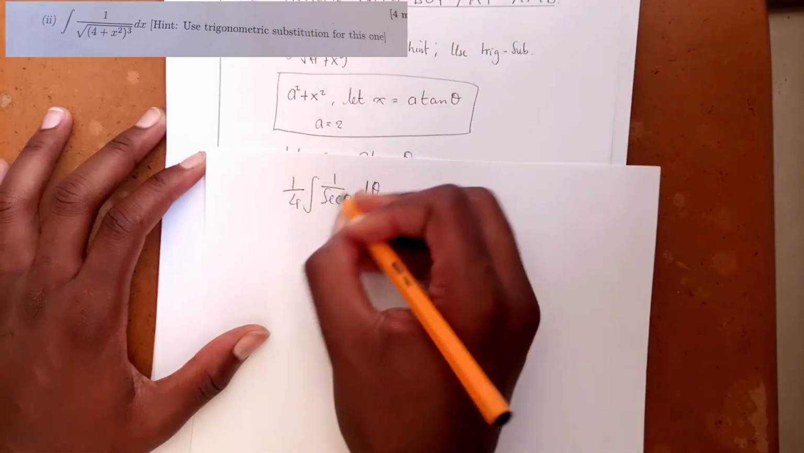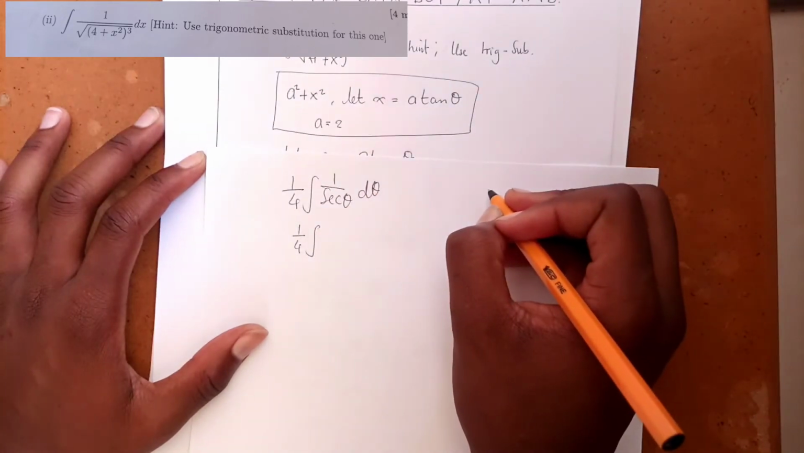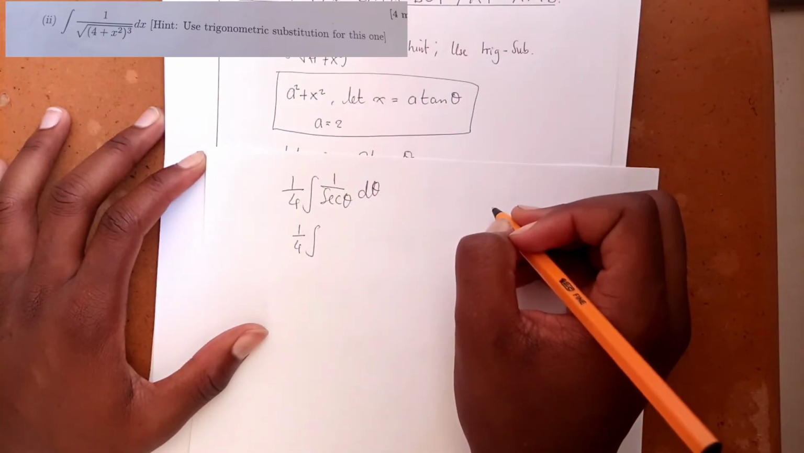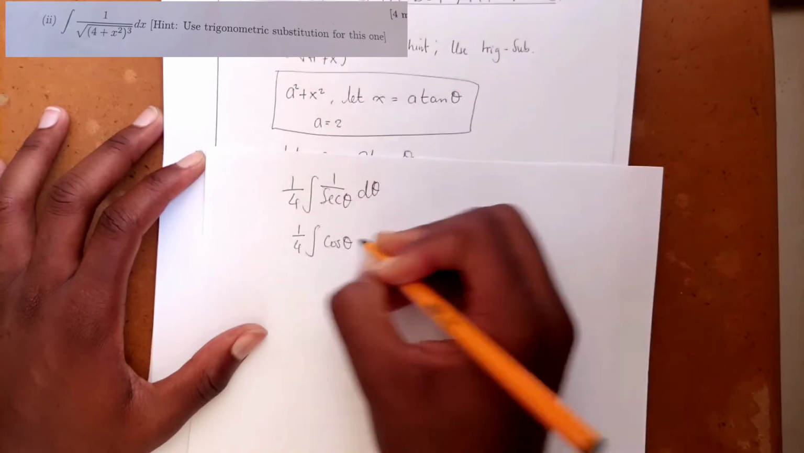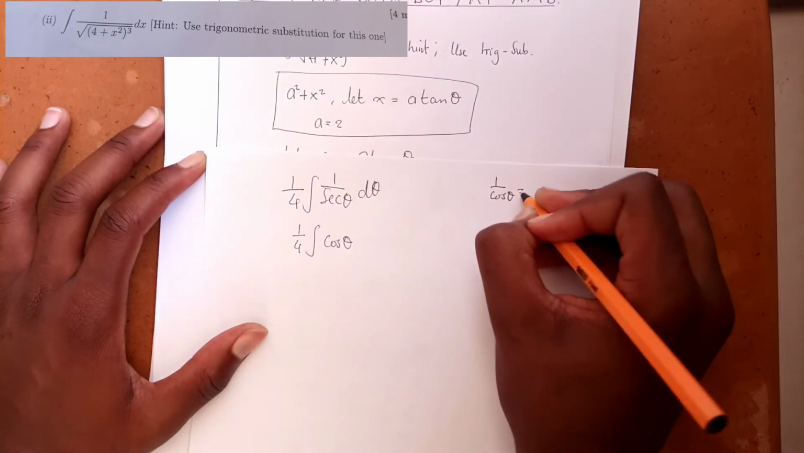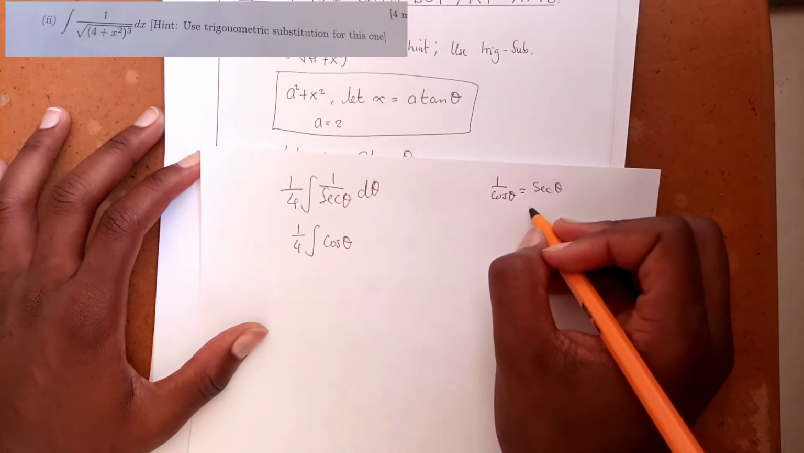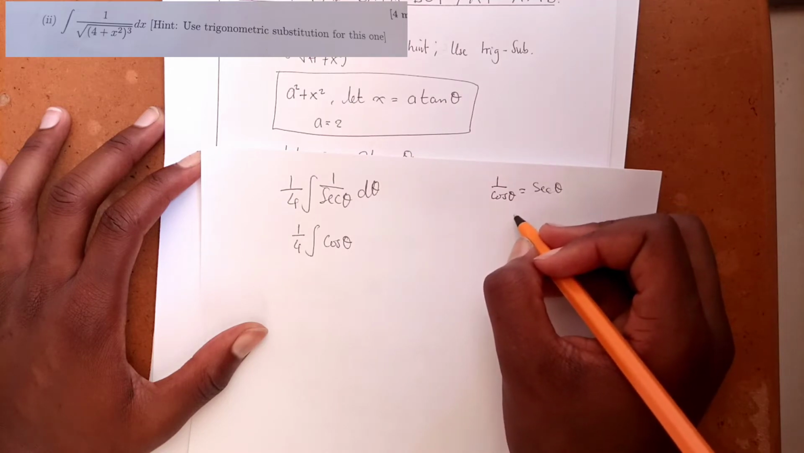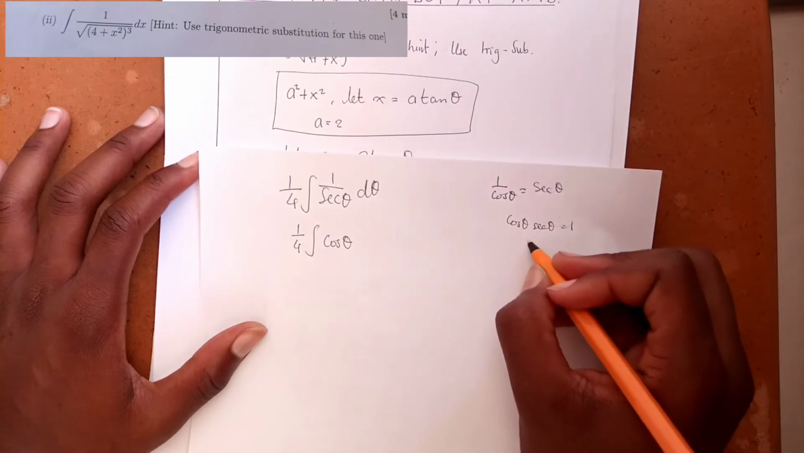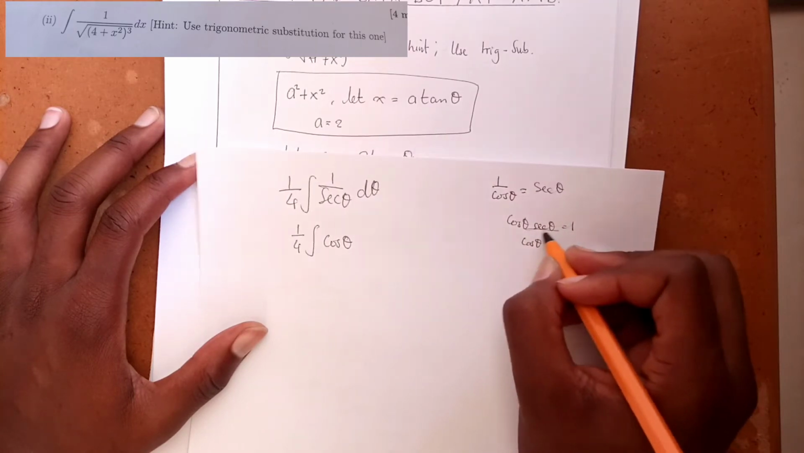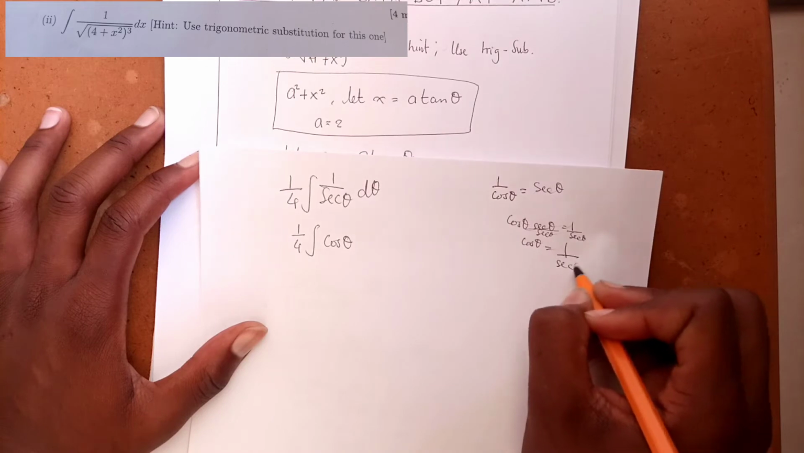Yeah. So now this one is the same as 1 over 4 times, the inverse, the 1 over cos theta is the same as sec theta. So 1 over sec theta is the same as cos theta. So this one it will just be cos theta, because 1 over cos theta is equal to sec theta. So now when you try to cross multiply there, when you try to make cos theta the subject of the formula, you're going to have cos theta times sec theta equal to 1. Then when you divide both sides by sec theta, you're going to have cos theta being equal to 1 over sec theta.